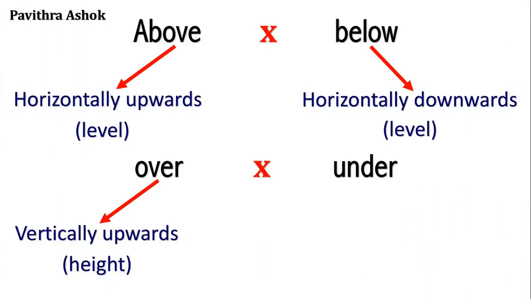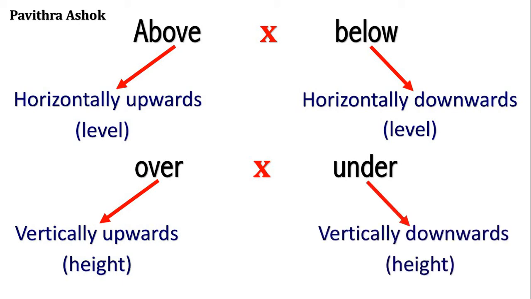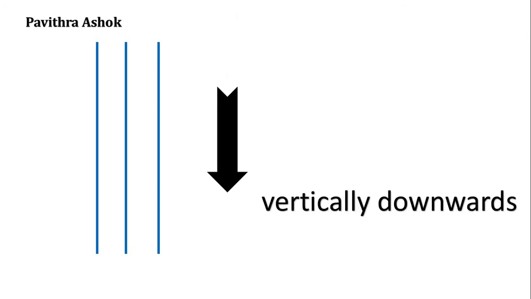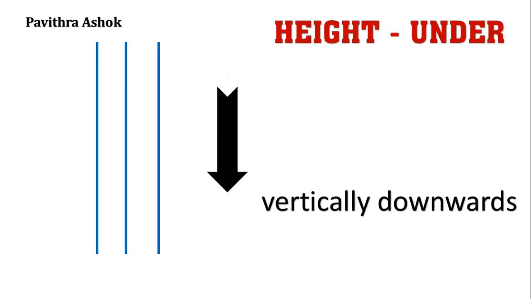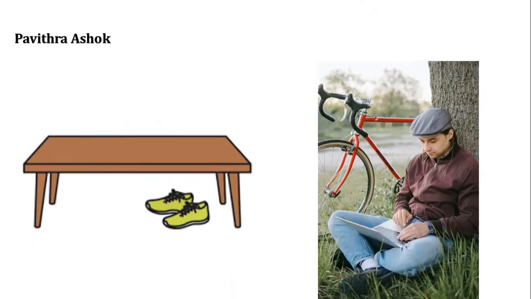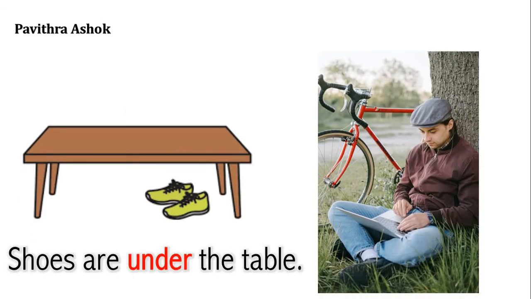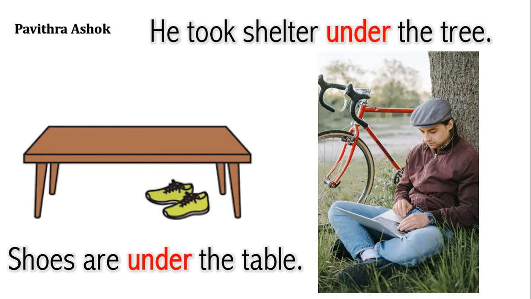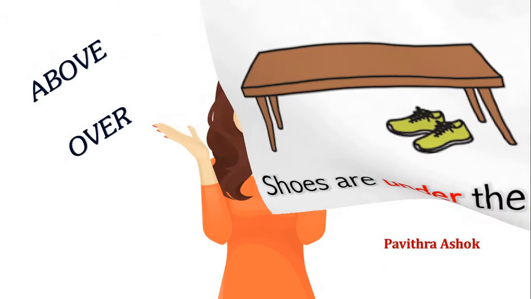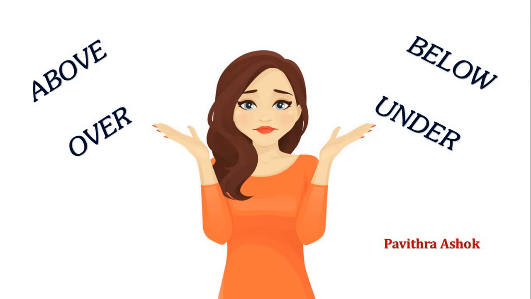Let's move to the next one, that is under. As under is the opposite of over, we use under when something is vertically downwards and which describes the height of it. You can see vertical lines here. When something is vertically downward and you talk about the height, you use under. For example, shoes are under the table. He took shelter under the tree. I hope you all have understood the difference between above and over, below and under.